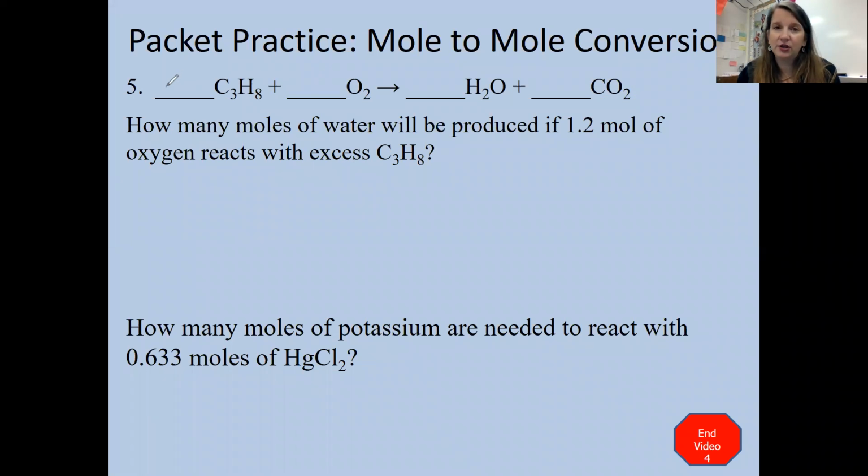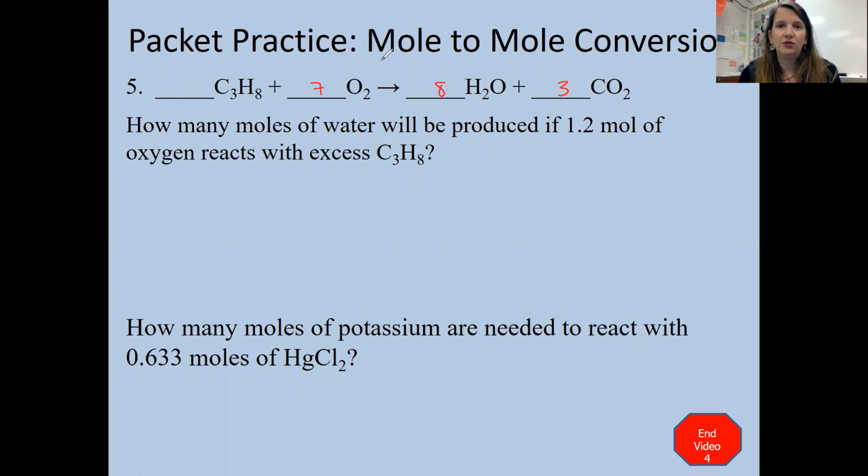All right, so the first thing that we're going to have to do is balance this reaction. So I've got 3 carbons on this side, so I need 3 carbons on this side. I have 8 carbons on this side, 8 hydrogens on this side, so I need 8 hydrogens over here. Now let me get my oxygens balanced. I have 8 plus 6, so that's 14. So I need a 7 here.